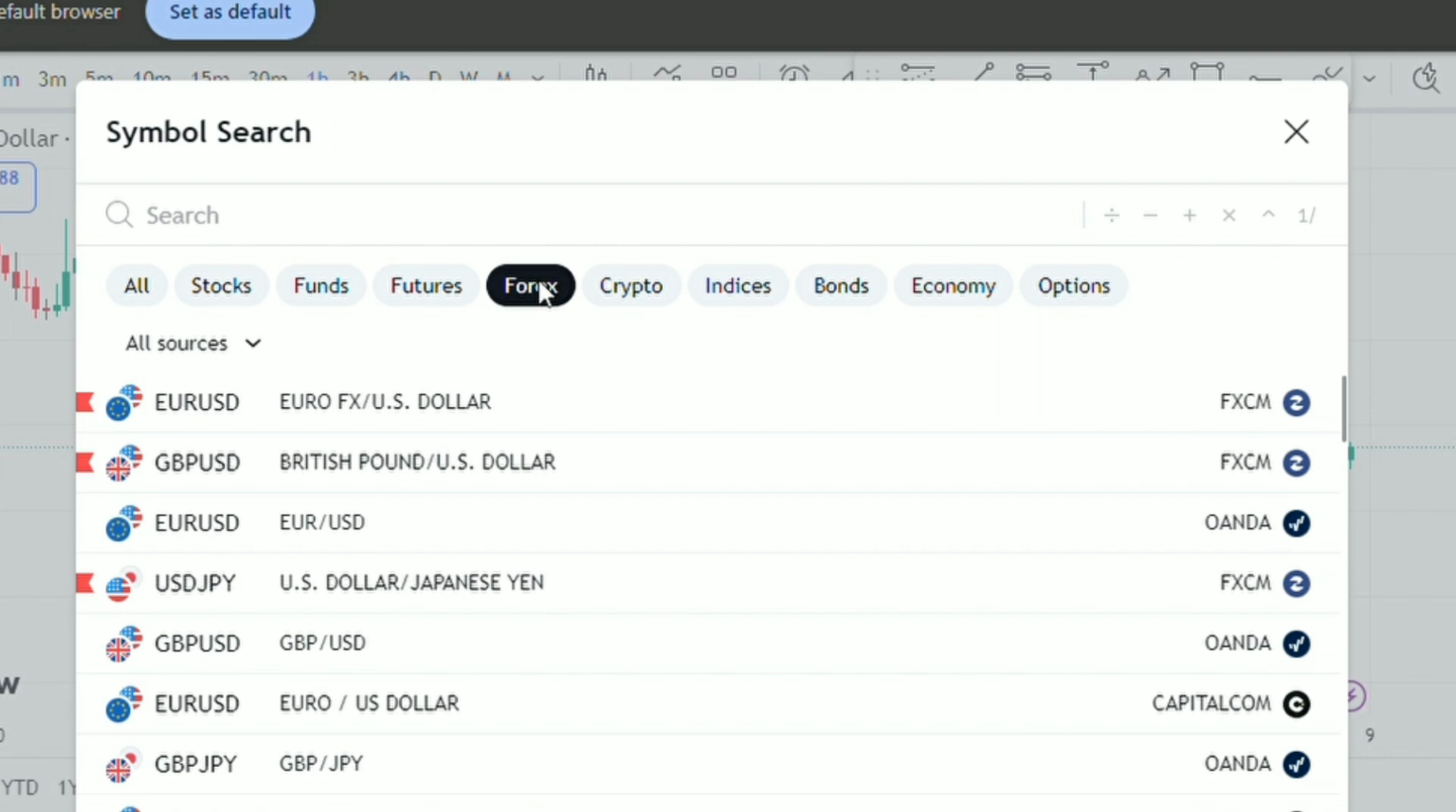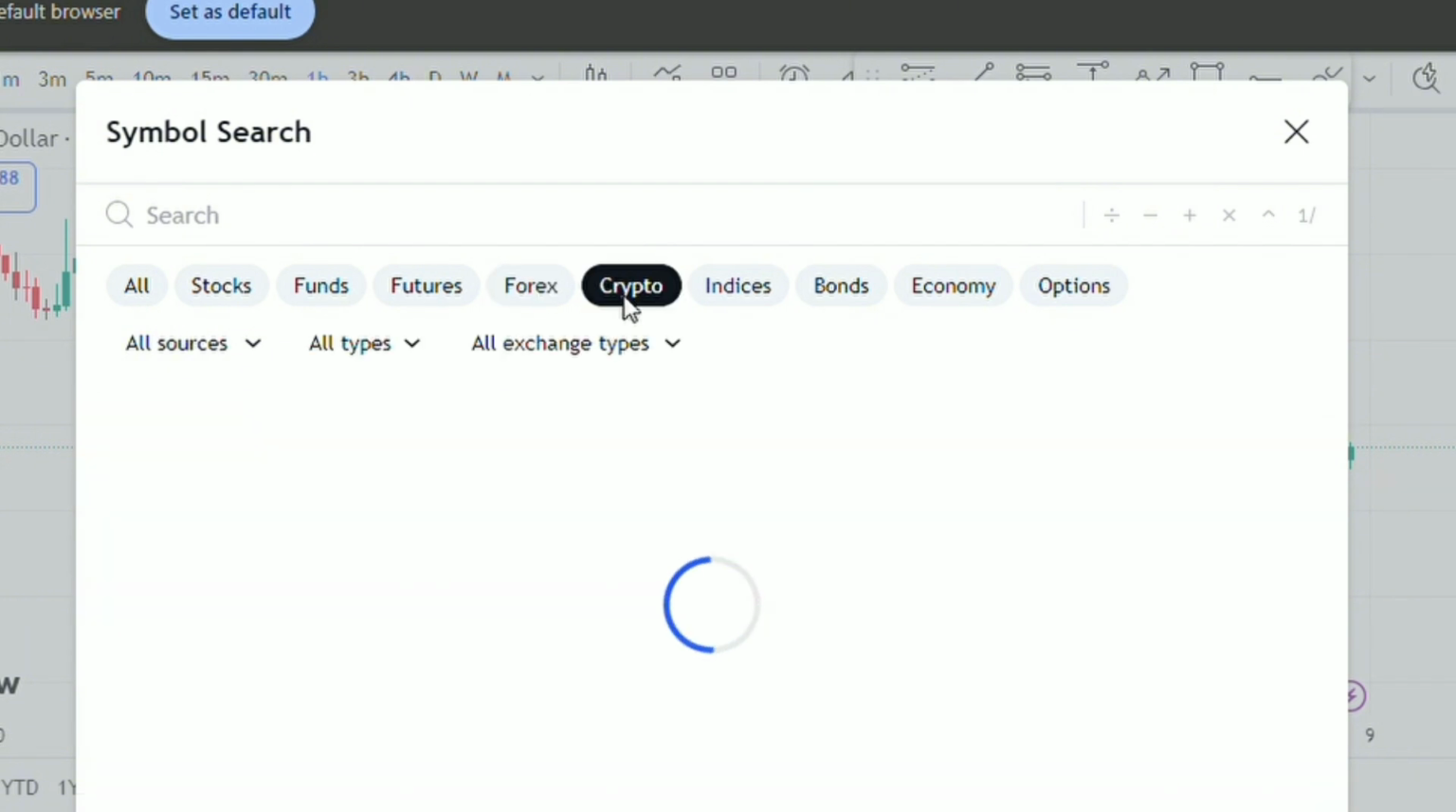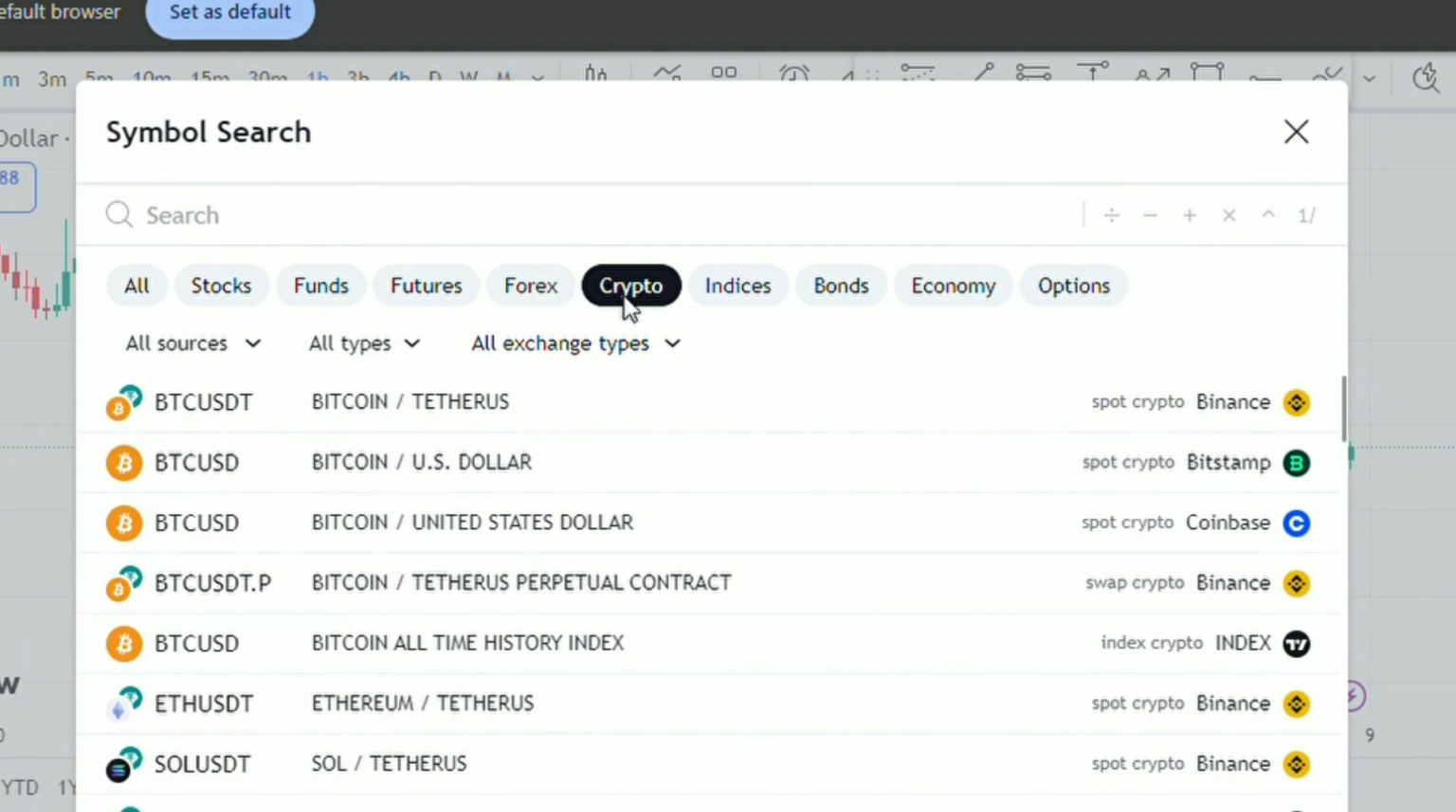All right, so let's keep going now. Let's go to crypto, direct to crypto. So we just touched crypto here. The difference between forex and crypto is not that big. We do the same analysis.